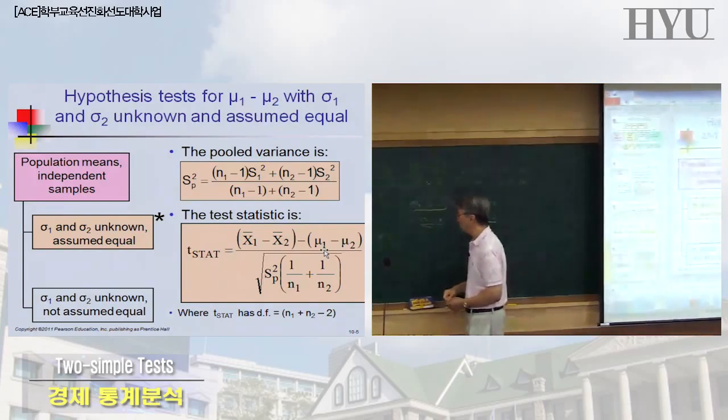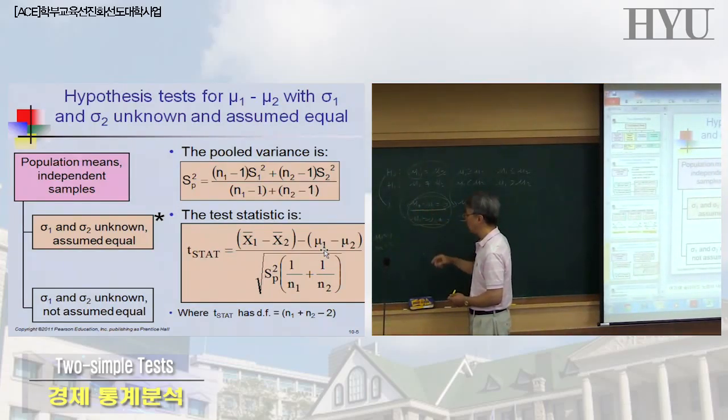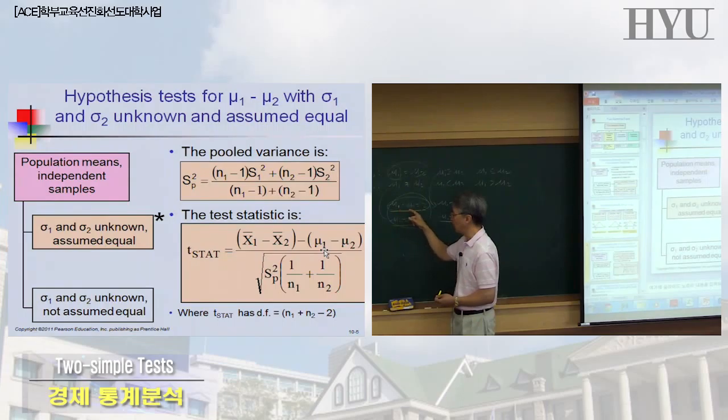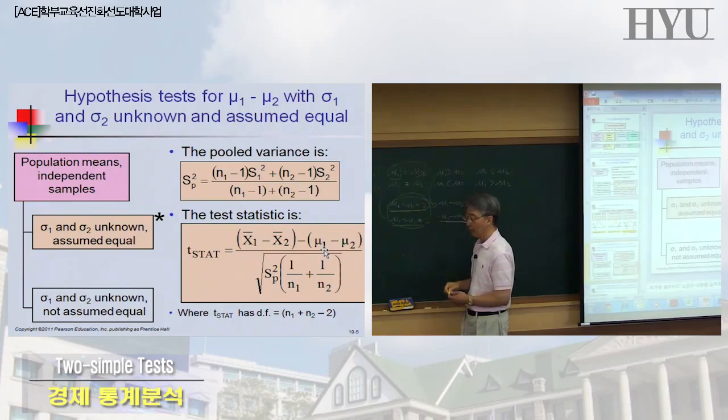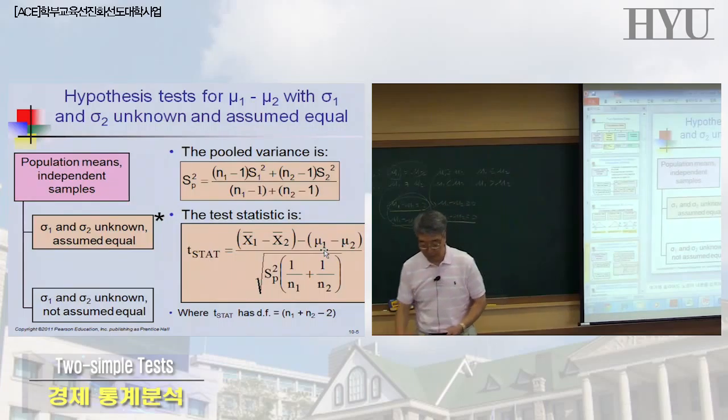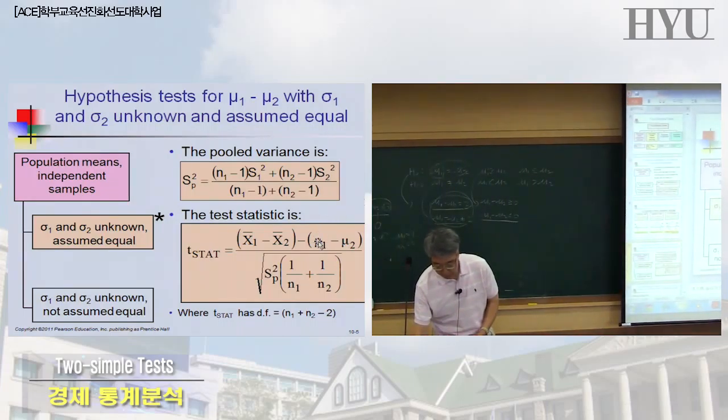And you can test that mu1 minus mu2 is 2 instead of 0, right? You can even run that kind of test. Do we have sufficient evidence that the difference between the two population means is equal to 2 versus not equal to 2? In other words, you don't have to use 0 all the time. You can use any number you like, depending on the context of the problem, right? So in that case, mu1 minus mu2 would be 2 instead of 0.